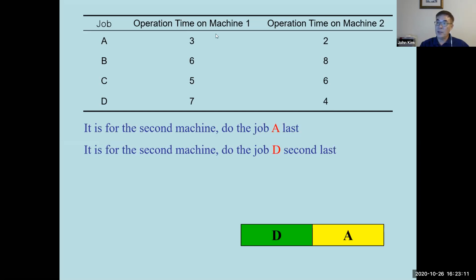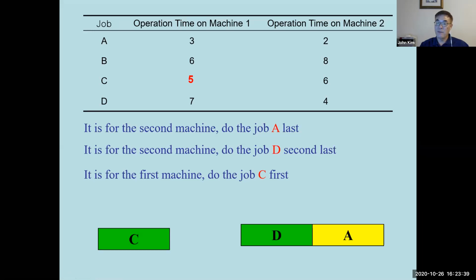And then the remaining times are 6, 5, 8, 6. Among them, this one, 5, is the shortest. So take C, and this time is for the first machine. So do the job first. So place job C first.